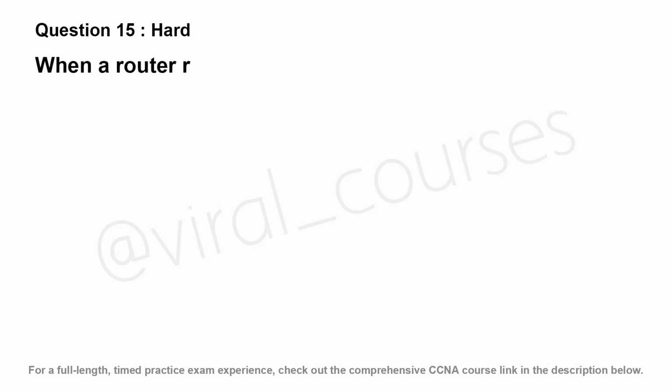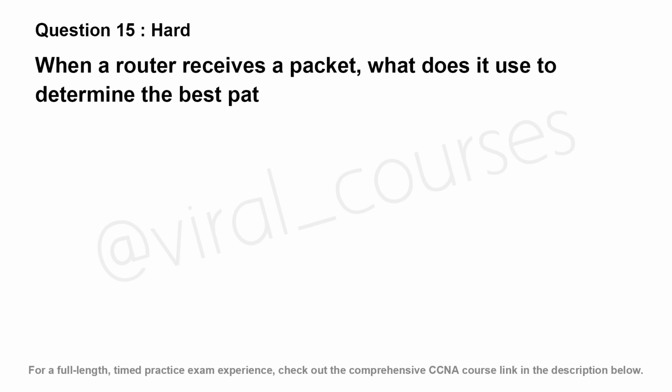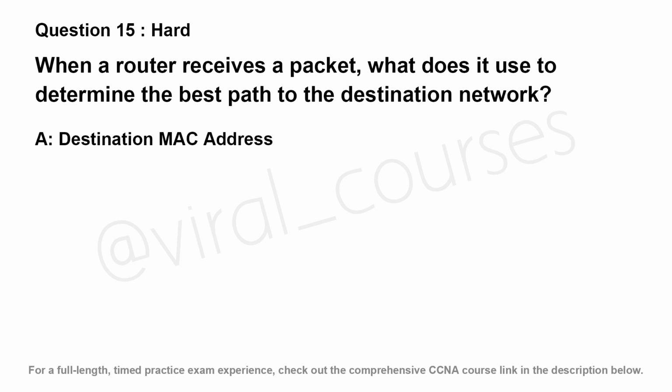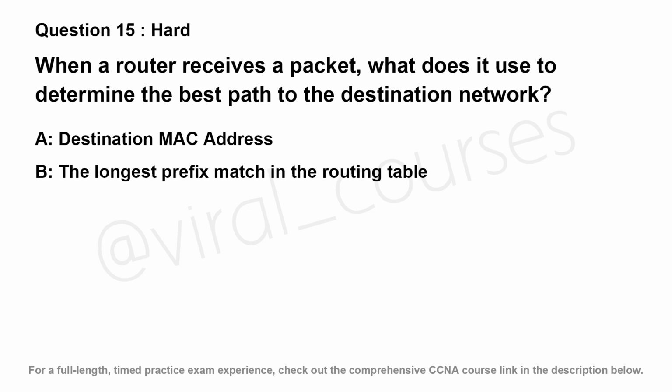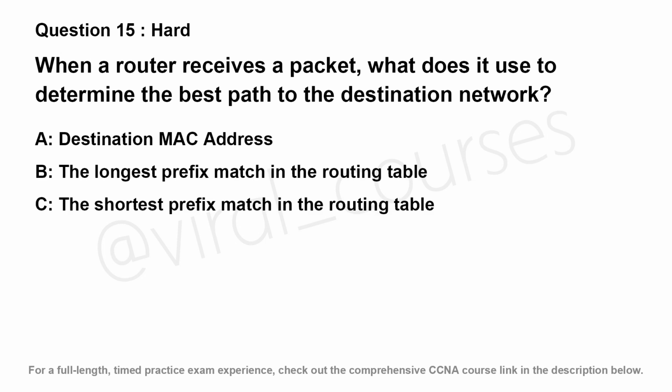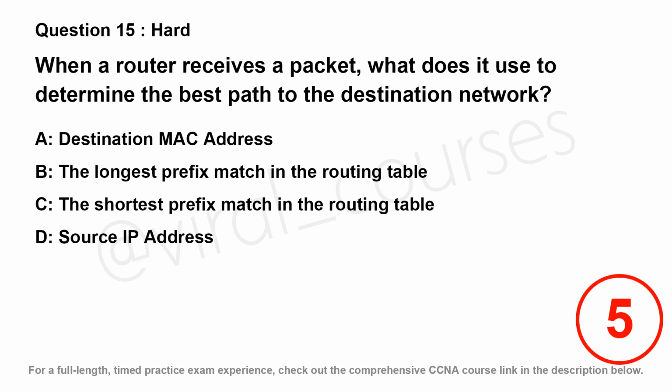When a router receives a packet, what does it use to determine the best path to the destination network? Option A. Destination MAC address. Option B. The longest prefix match in the routing table. Option C. The shortest prefix match in the routing table. Option D. Source IP address.